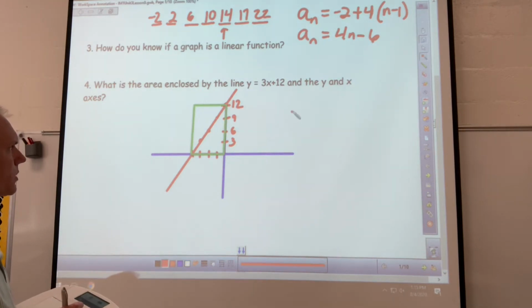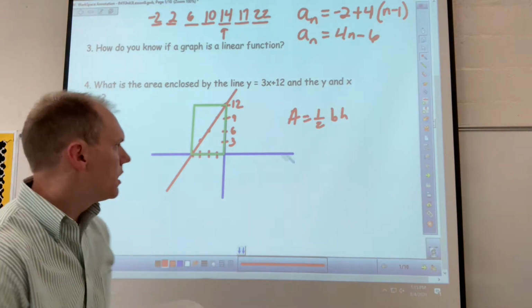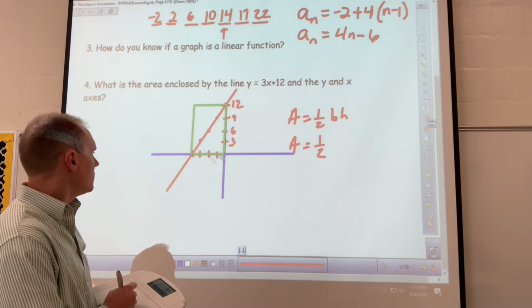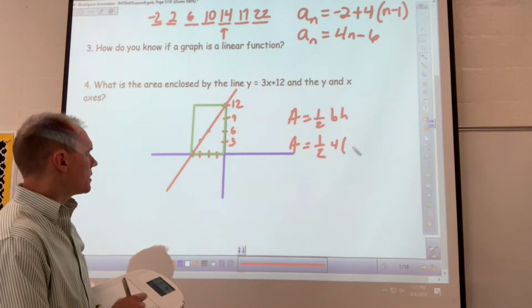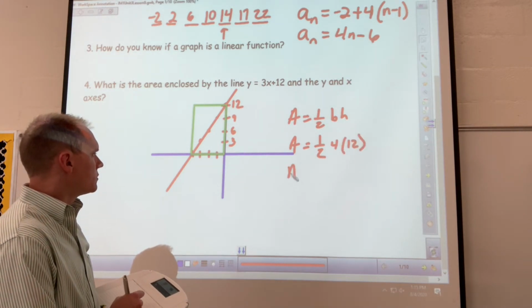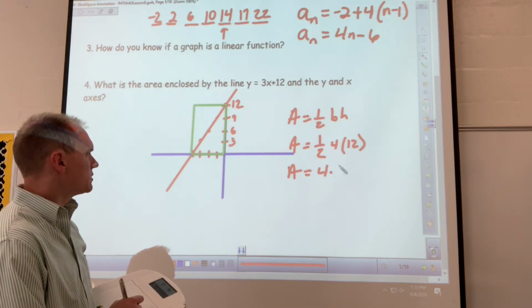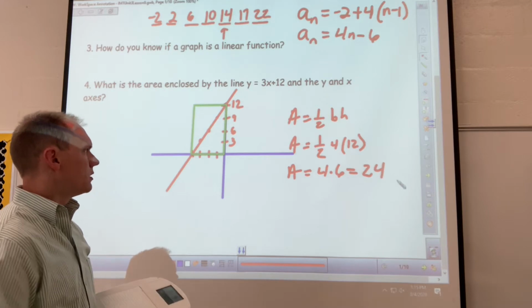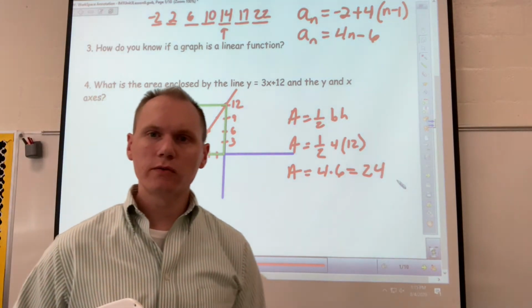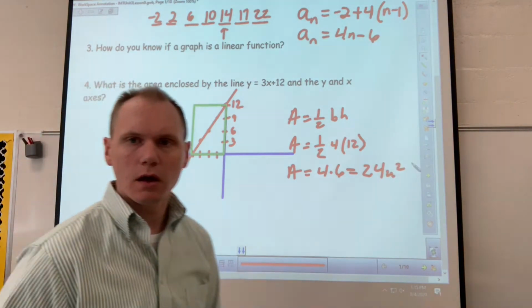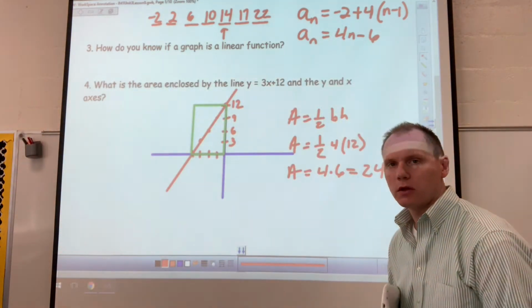So, which is where we get the area equals 1/2 base times height, the base and height, or the length and width of that rectangle. And so we get area equals 1/2, base would be 4, times the height would be 12. So if we take half of 12, that would be 6, and 4 times 6 would be the same thing, 24. So 24 units squared would be the area of that enclosed area.